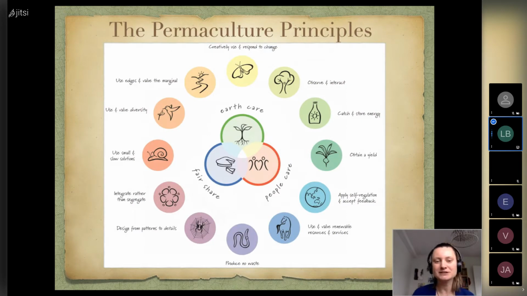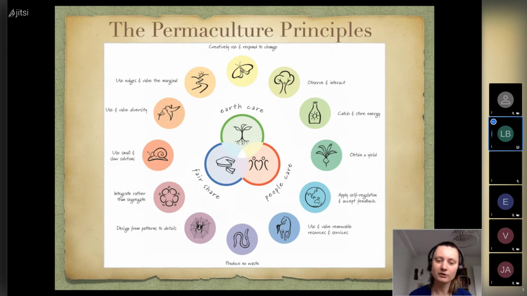So permaculture also has a set of principles, and the image that I'm sharing right now shows the 12 permaculture principles that were developed by David Holmgren, and I think they're really good to introduce people to permaculture. However, they're not the only permaculture principles. So over the years, different permaculture teachers and practitioners have developed their own sets of principles, and some of them go up to like 60.